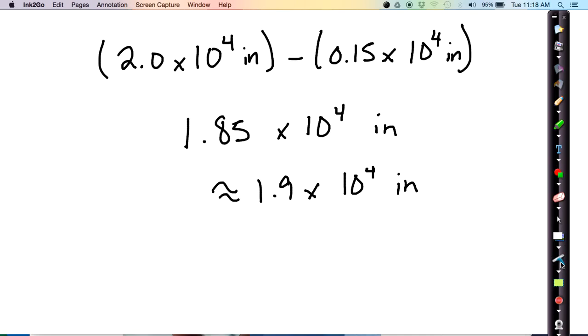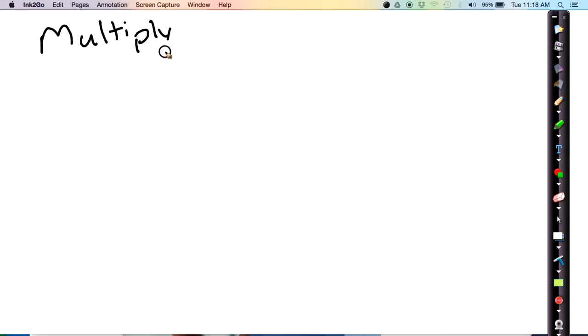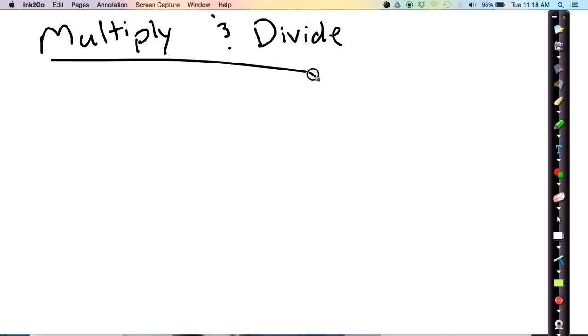Once we've mastered addition and subtraction, we'll be interested then in multiplication and division. So that's what we want to look at next. How do we multiply and divide numbers that are expressed in scientific notation? And this is actually a little bit easier than adding and subtracting numbers in scientific notation, because we don't have to worry about converting the numbers so that they have the same exponent in this case.